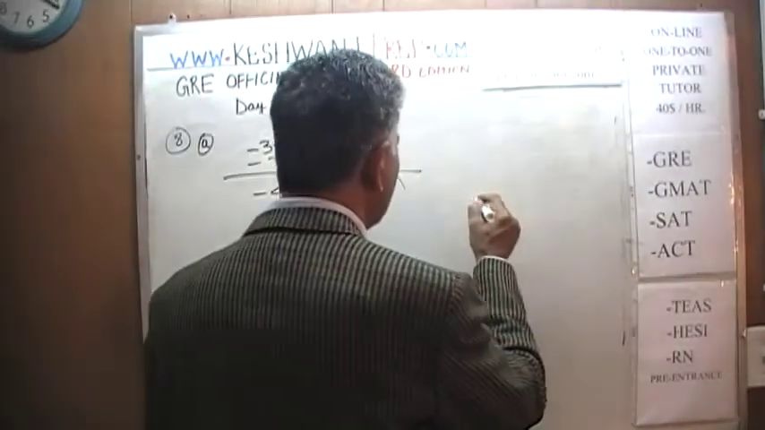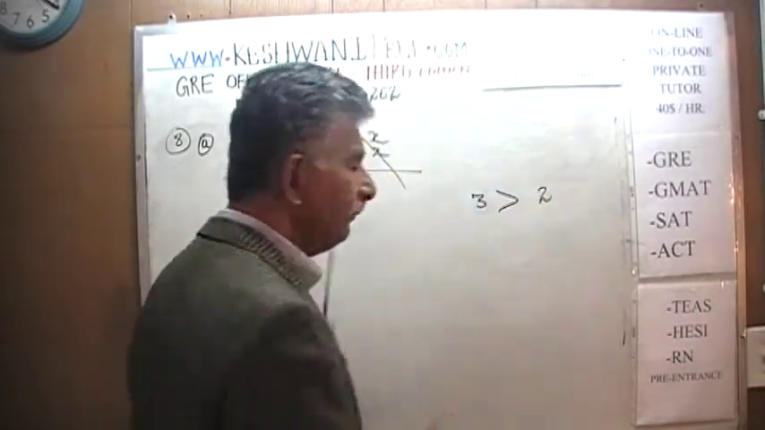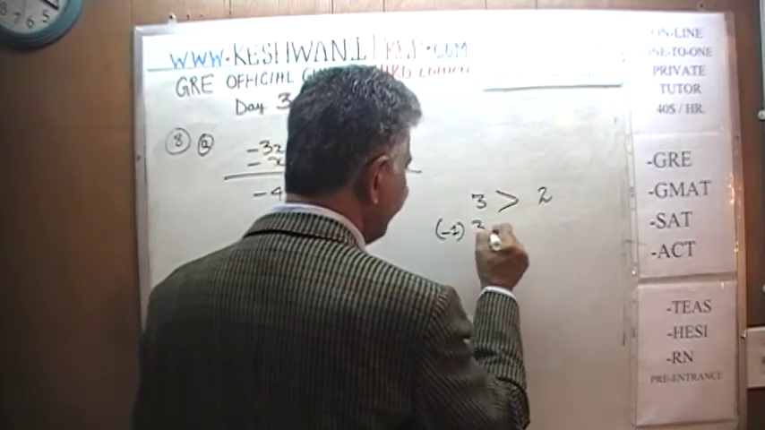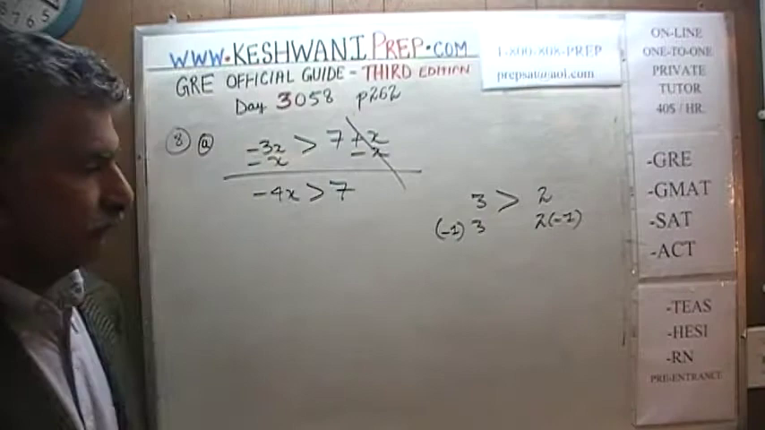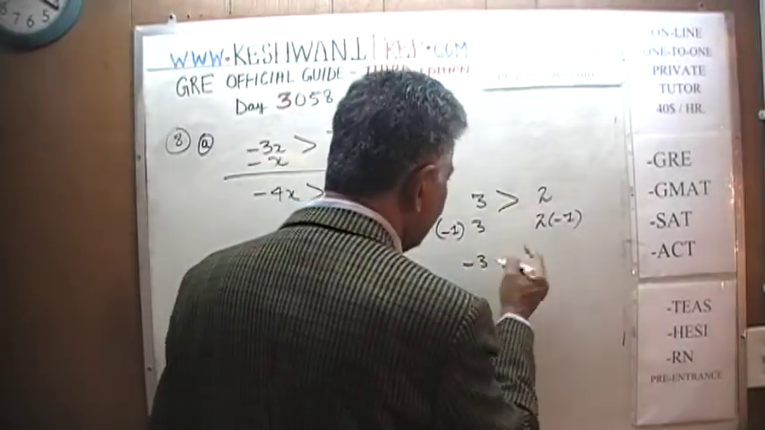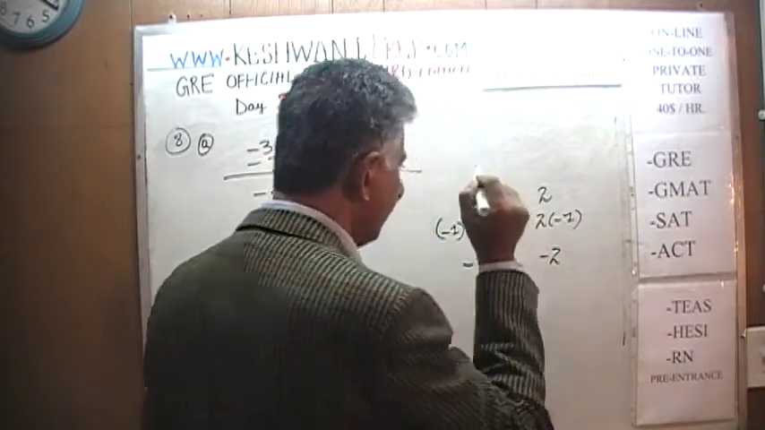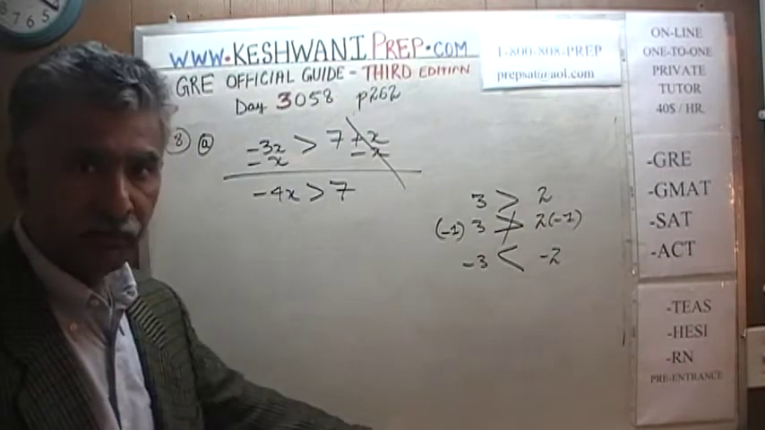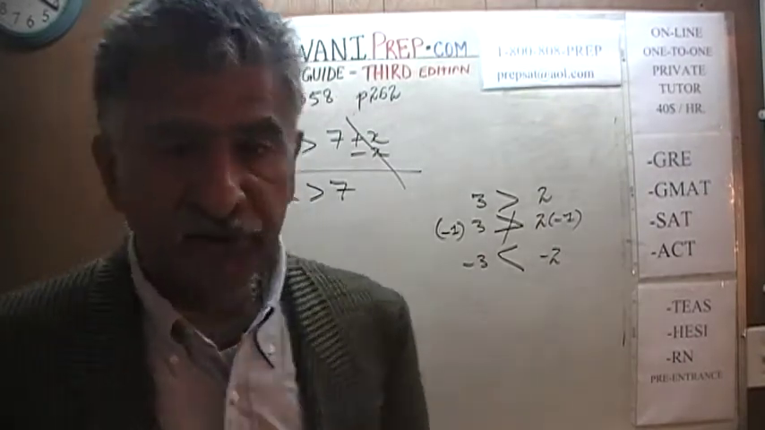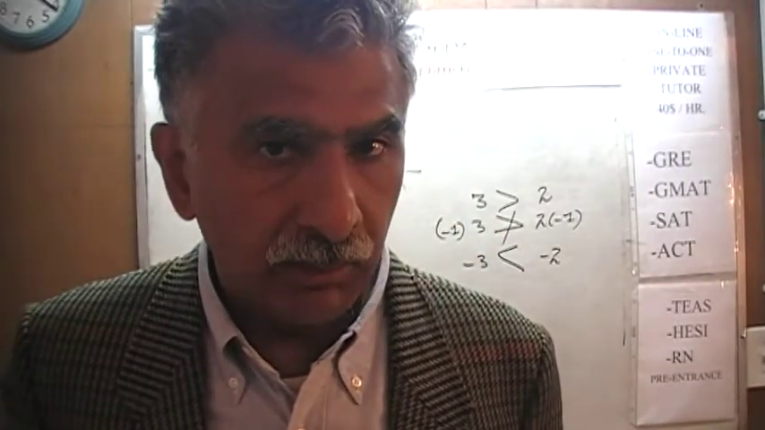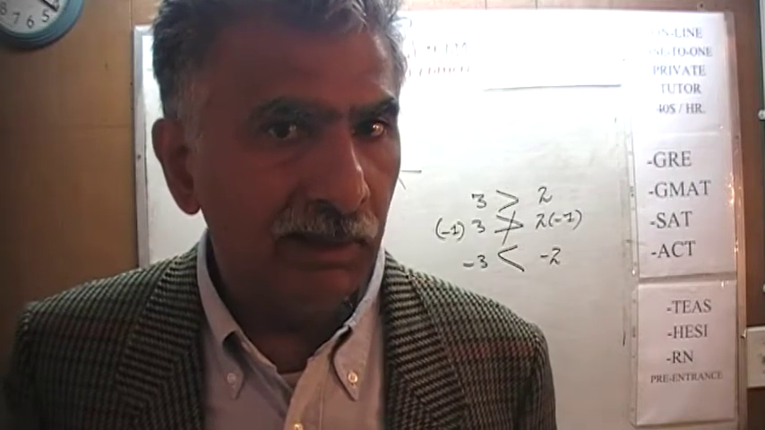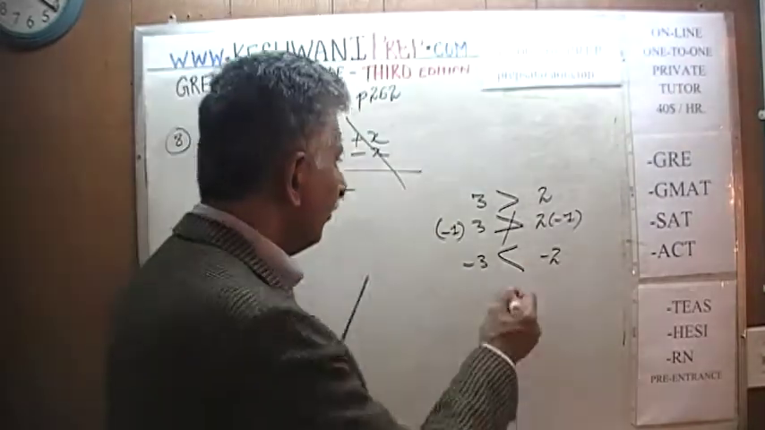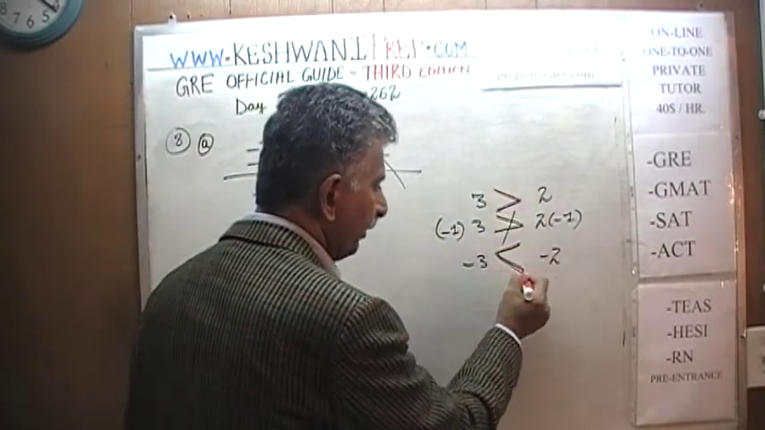For example, we all know that 3 is greater than 2. Would you agree? But what happens if we were to multiply both sides by negative 1? Then 3 times negative 1 is negative 3, 2 times negative 1 is negative 2, and negative 3 is no longer greater than negative 2. Negative 3 is indeed less than negative 2. So what do we learn out of it? What we learn out of this exercise is that whenever we multiply or divide an inequality by a negative number, we must remember to reverse the direction of the inequality. It's pointing this way, it must become that way.